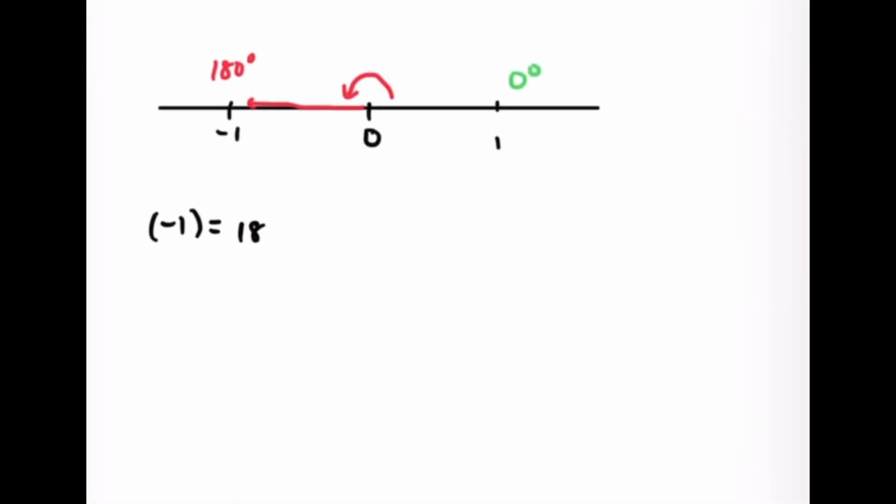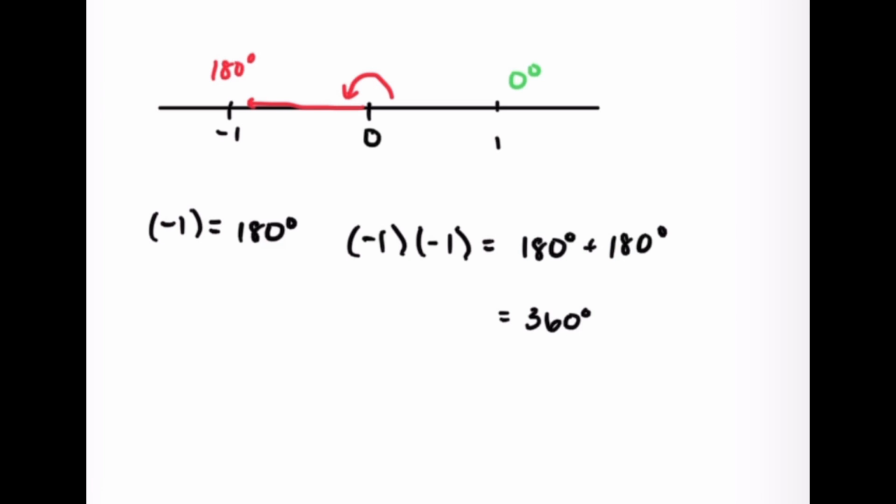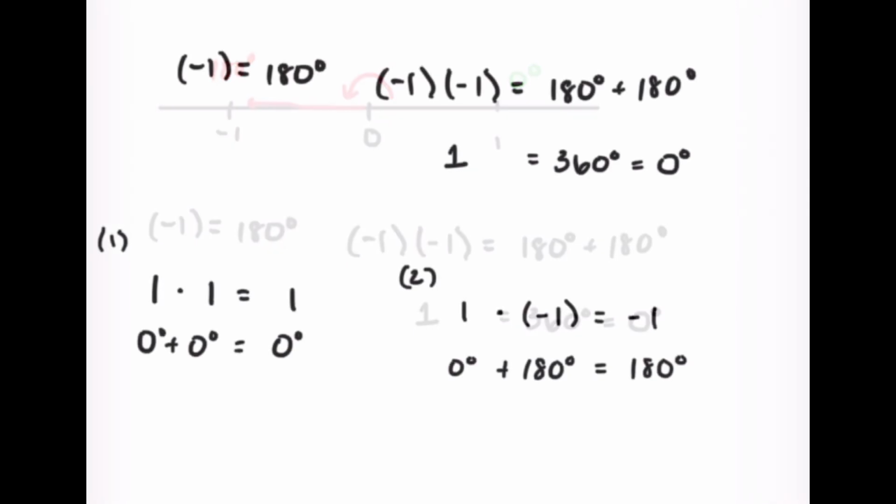So since -1 equals 180 degrees, our -1 times -1 equals 180 degrees plus 180 degrees. This is going to give us 360 degrees, which is also equal to 0 degrees. And we know that 0 degrees is going to equal our +1. And by the same principle, we can prove the other 2 equations, as shown.